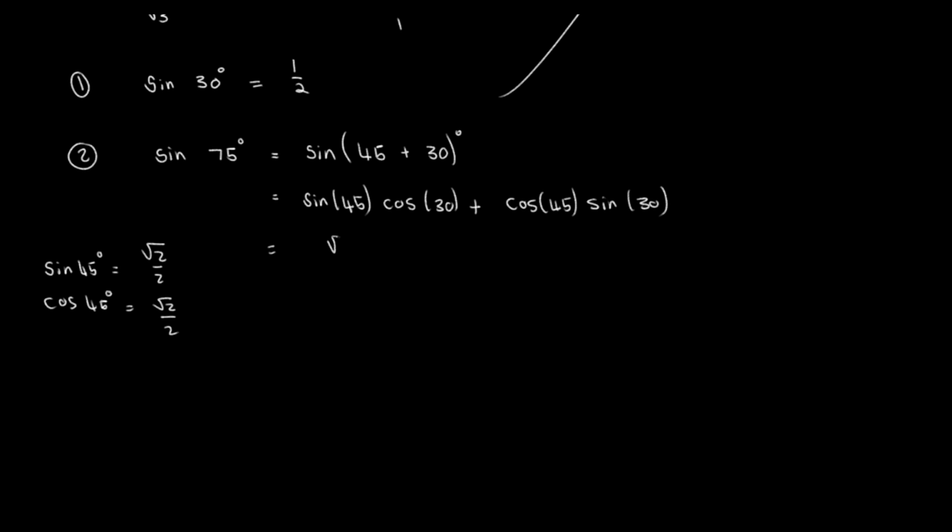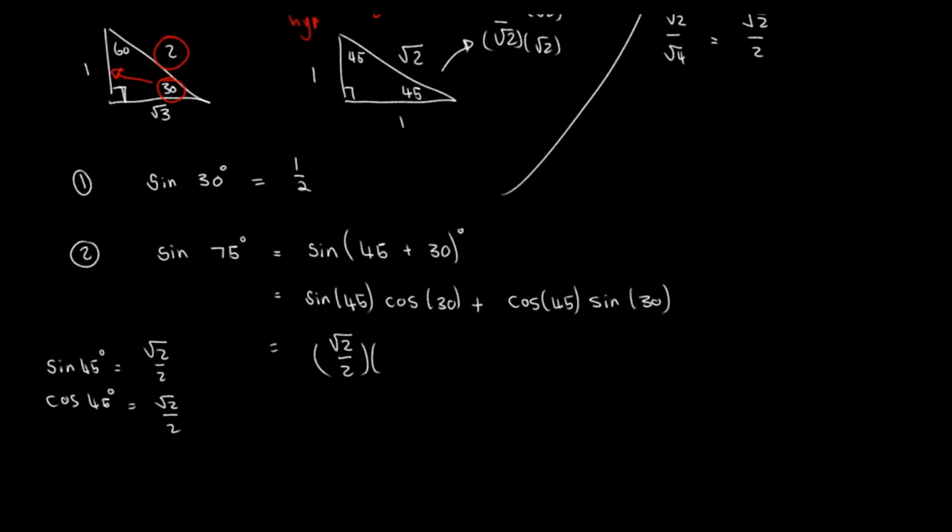So let's go do this. Sine 45 gives me square root 2 over 2. We're going to multiply this with cosine 30. Cosine 30 is adjacent over my hypotenuse, so that's square root 3 over 2, plus cosine 45, as I mentioned before, square root 2 over 2, times sine of 30, which is 1 over 2. Now we can do some calculations. What's the square root of 2 multiplied by the square root of 3? That's the square root of 6. 2 times 2 is 4. Plus square root of 2 over 4.